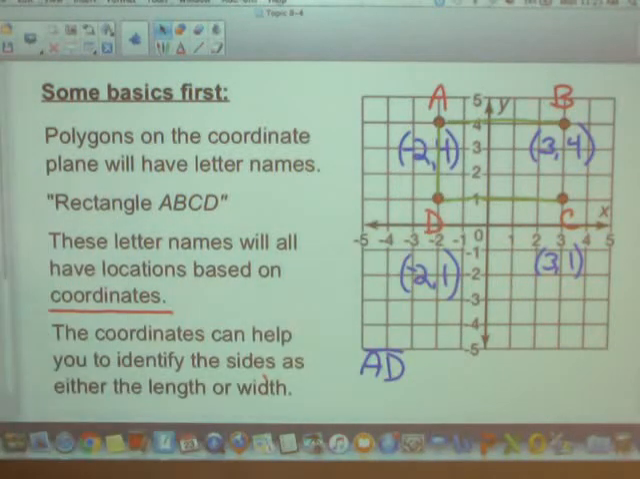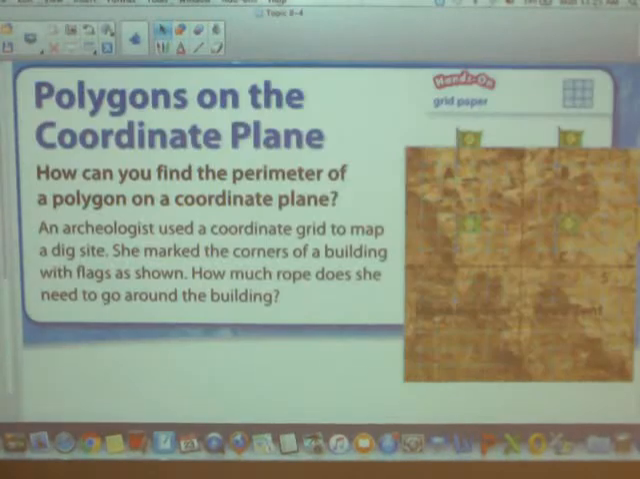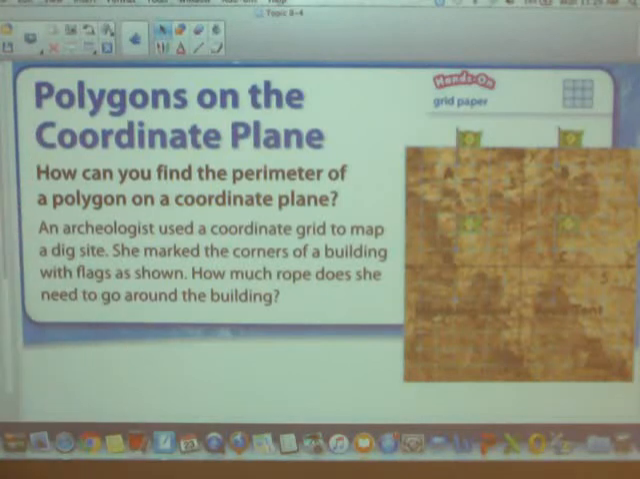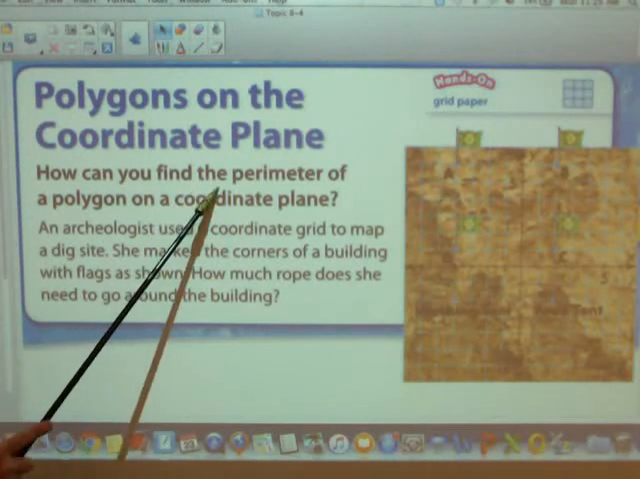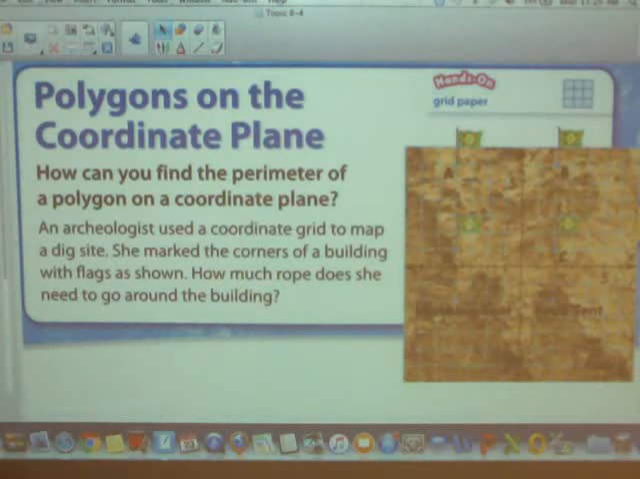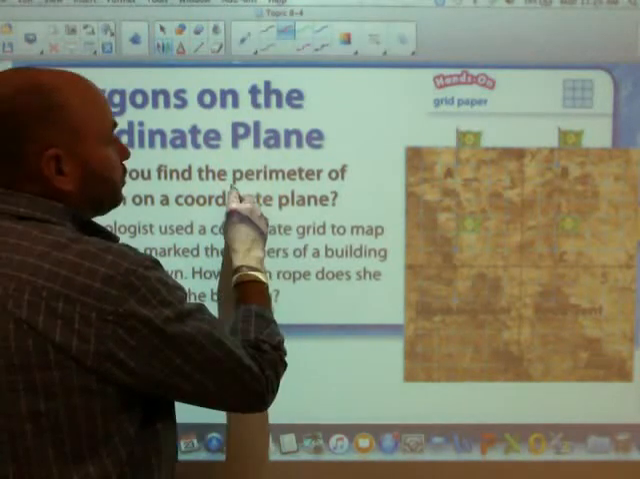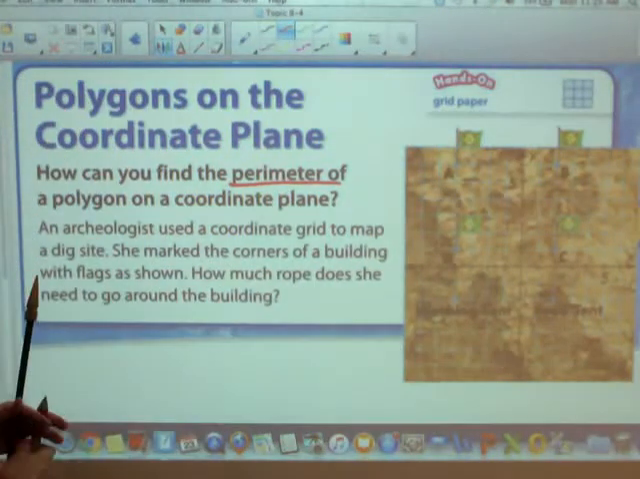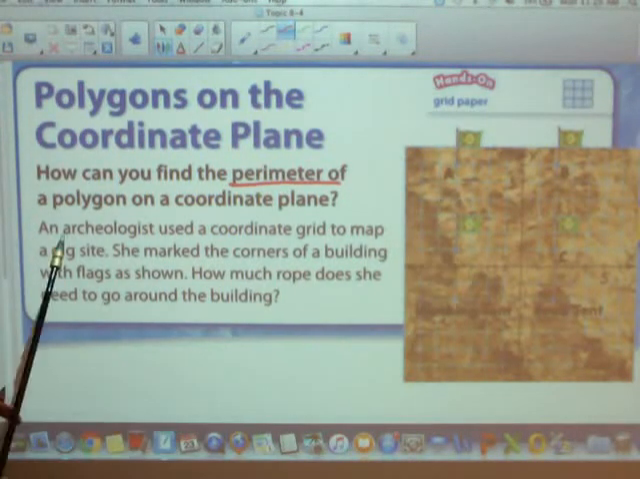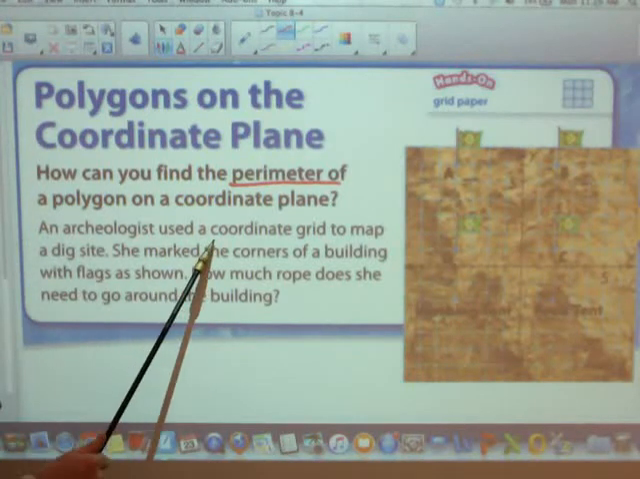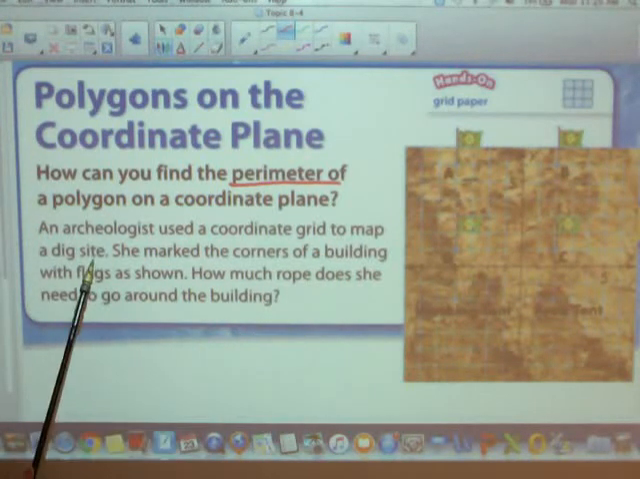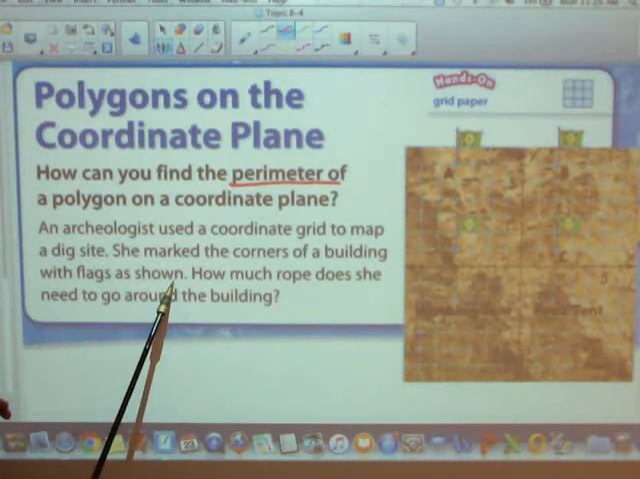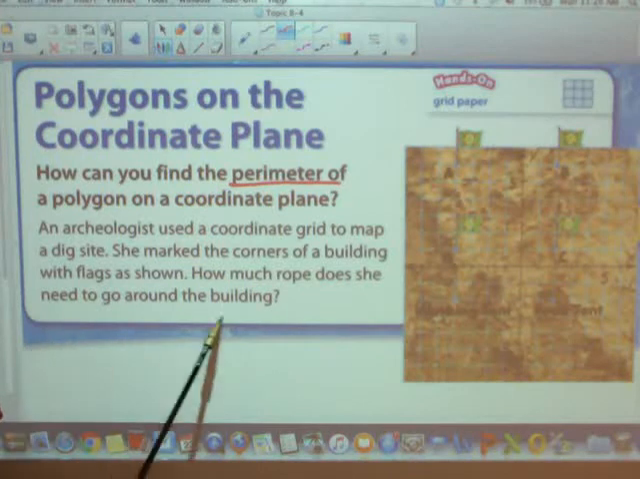All right? So anyways, in your book, when you're going over the information, they again will present you with a situation. How can you find the perimeter of a polygon on a coordinate plane? Remember that perimeter is the distance around something, okay? And they're talking about on a coordinate plane. An archaeologist used a coordinate grid to map a dig site. She marked the corners of a building with flags as shown. How much rope does she need to go around the building?